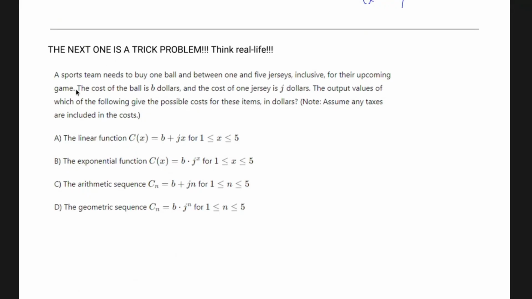Think real life. Great. A sports team needs to buy one ball and between 1 and 5 jerseys, inclusive, for their upcoming game. The cost of the ball is $B, and the cost of every one jersey is J dollars. The output values of the following can give the possible cost of the items in dollars. Assume any taxes are included in the cost. Okay, great. Well, here's the thing. If you're buying a ball and 5 jerseys, that is in no way exponential, which means it's in no way geometric either.